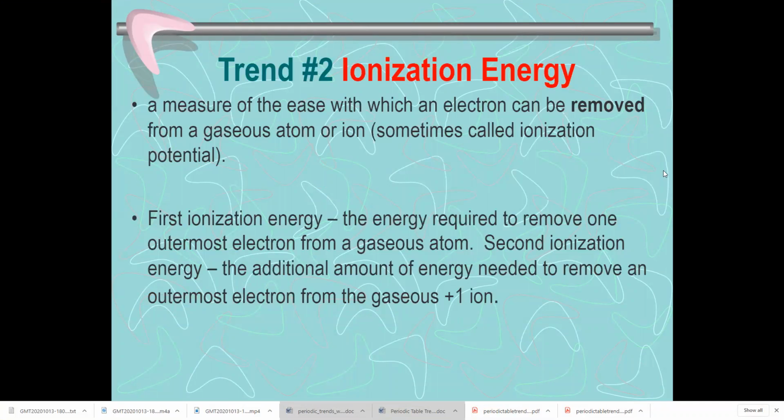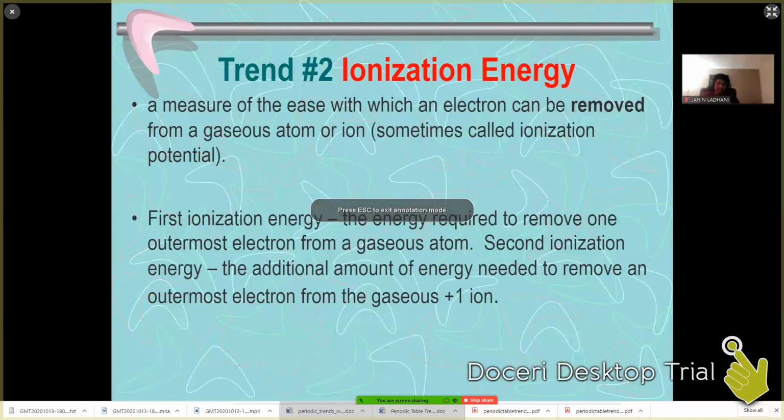Trend number 2 on your next page at the top, ionization energy, is a measure of the ease with which an electron can be removed.